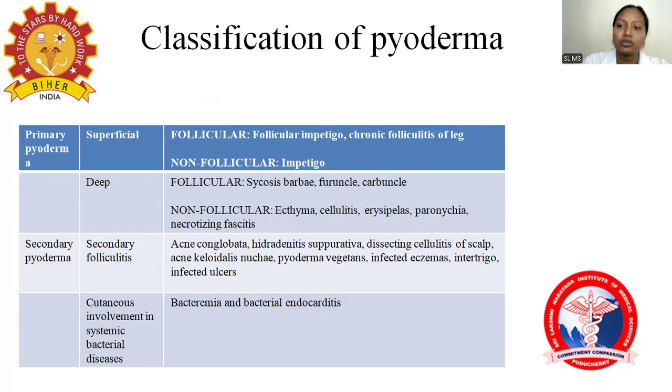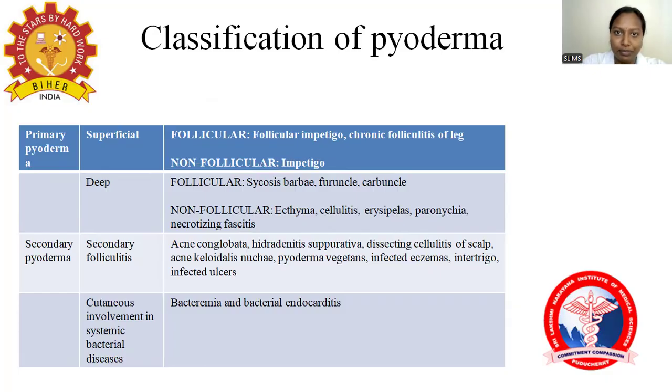First, we should know what is follicular. Whenever we see a hair follicle, the entire canal, it is called follicular. So, if infection occurs only in the follicular part, it is called a follicular infection. But if it is spreading along the other surface, not only the follicle is involved, the other surface is also involved, then it is non-follicular. The first examples of follicular infection are follicular impetigo and chronic folliculitis. The second one, a non-follicular superficial infection, is impetigo.